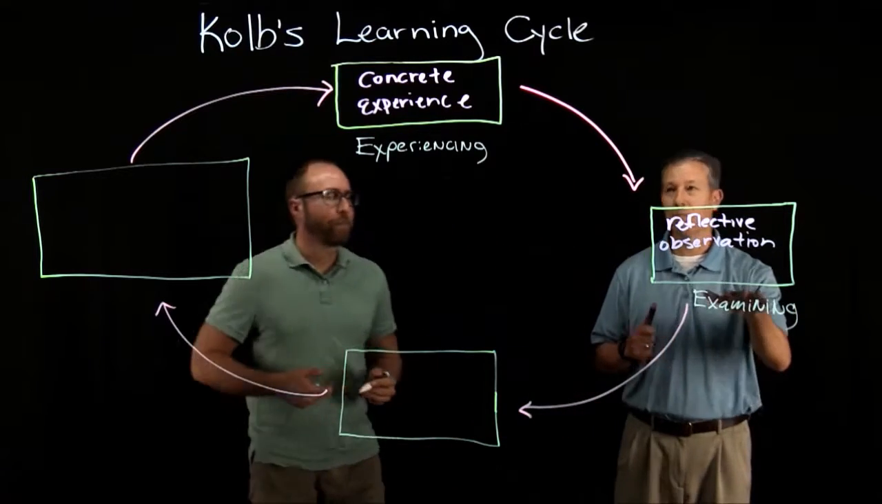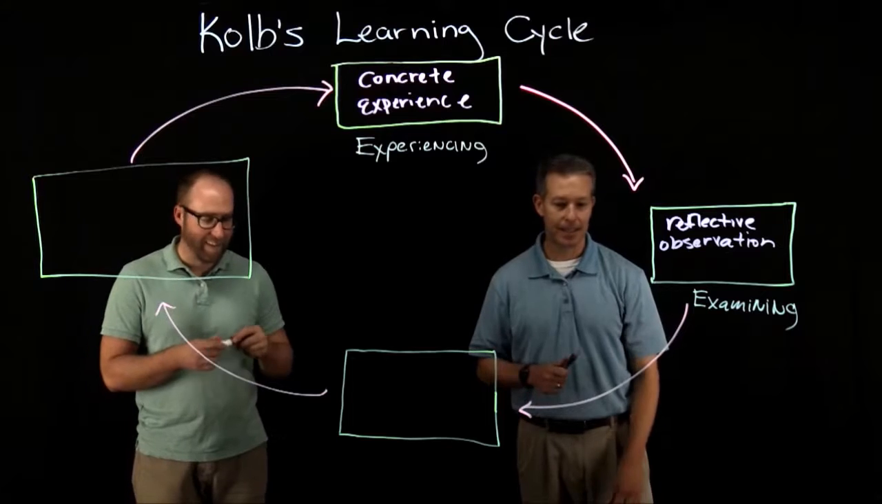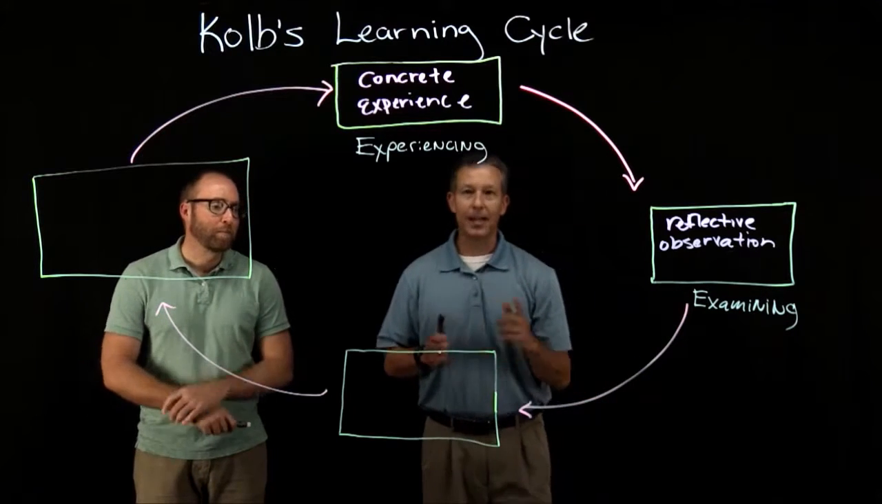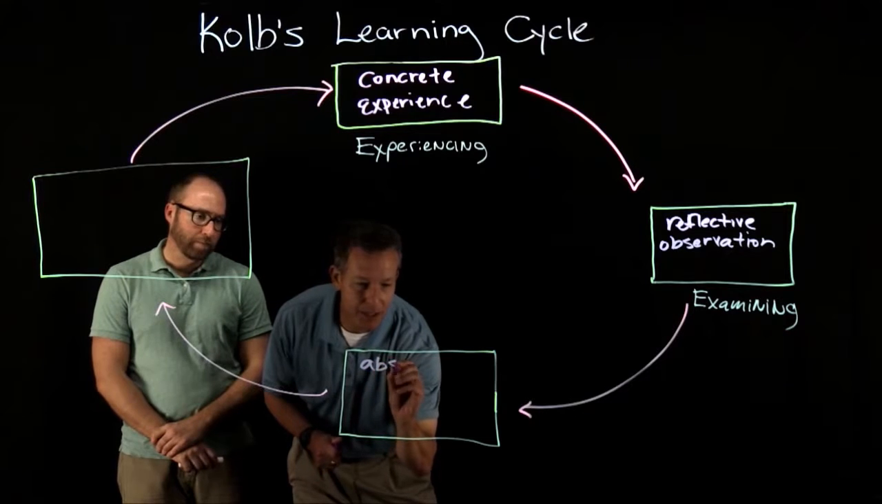Great. So below the box is just describing what the student is doing during each of these phases. So the next one is abstract conceptualization.